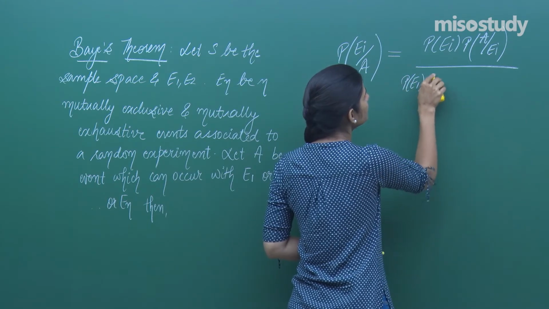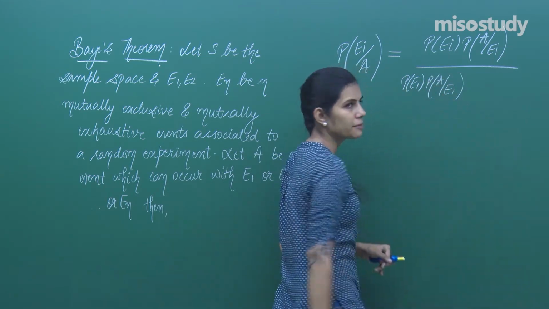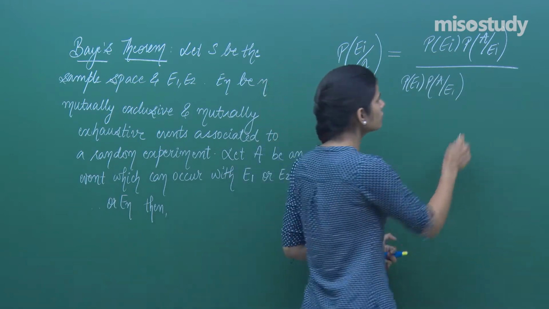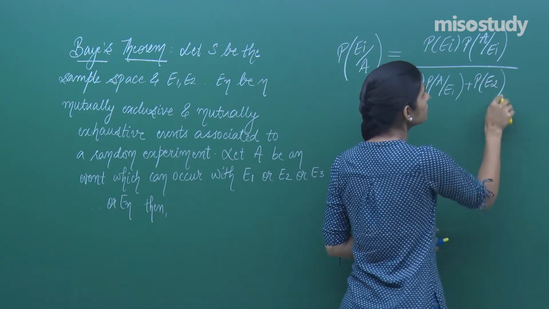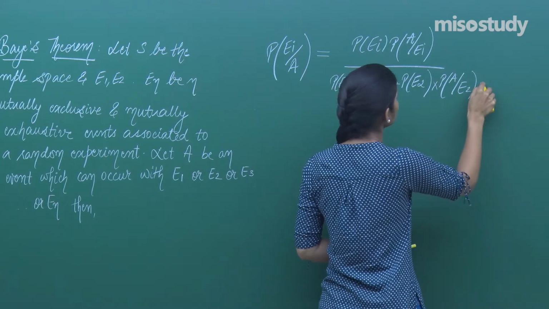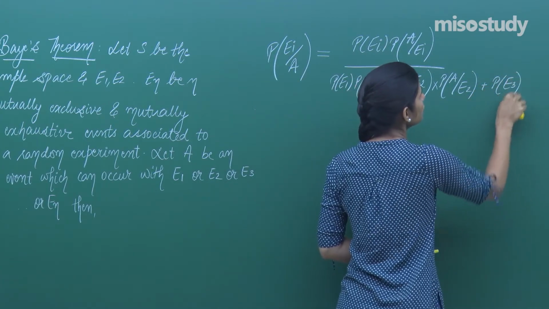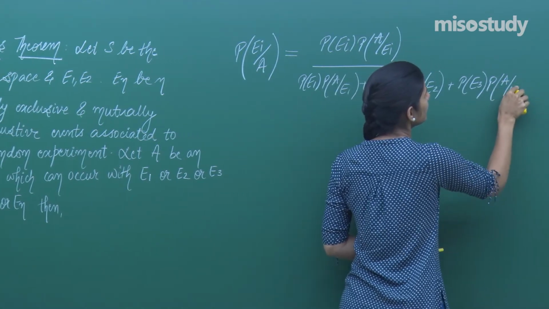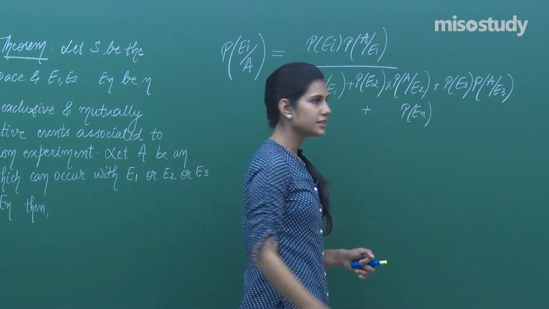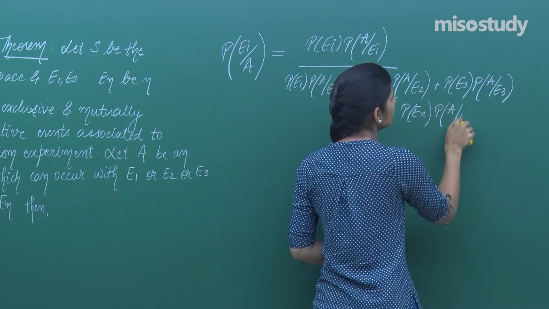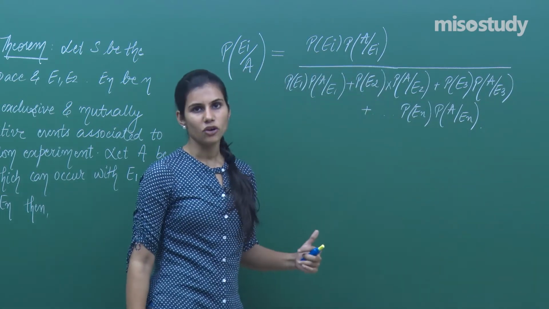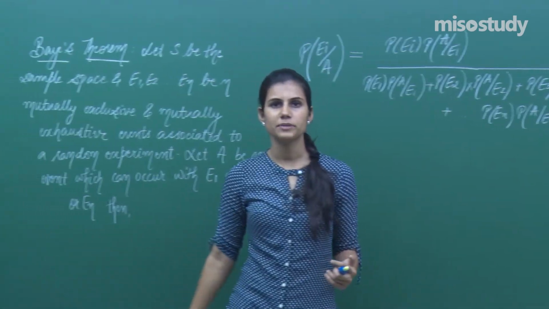probability of E1 into probability of A by E1. That means probability that the first source is selected multiplied by probability of occurrence of event A from the first source plus probability of the selection of second source multiplied by probability of occurrence of event A from the second source plus probability of occurrence of the third source multiplied by probability of occurrence of event A from the third source plus and so on, probability of the nth source being selected multiplied by probability of occurrence of event A from the nth source. Are you understanding? Because A event can occur from any of the sources. It can occur with any of these E1, E2, E3 up till En events.